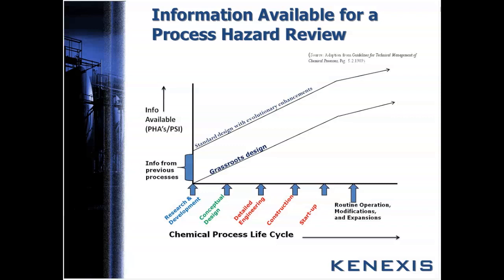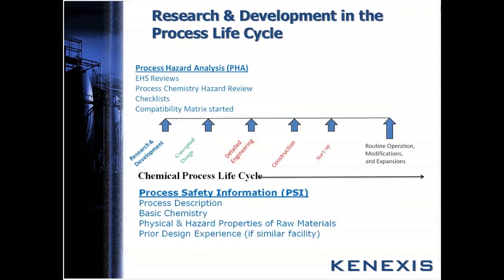And the other method of finding hazards that require risk reduction is a proactive study called a PHA. Let's talk more about these PHAs. If you look at a chemical process life cycle, it goes from R&D through conceptual design, detail engineering, construction, startup, and routine operation. Early in the game, you don't have much to work with. You've got some basic chemistry, maybe a description. You look at process safety information, you've got maybe some prior design experience. So what kind of reviews can you do?